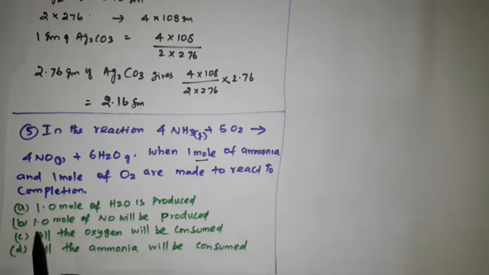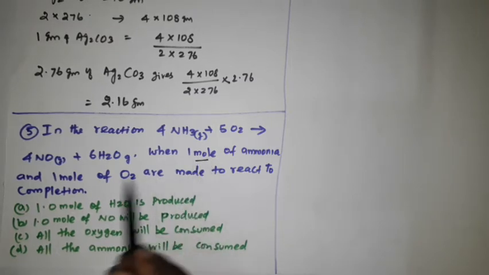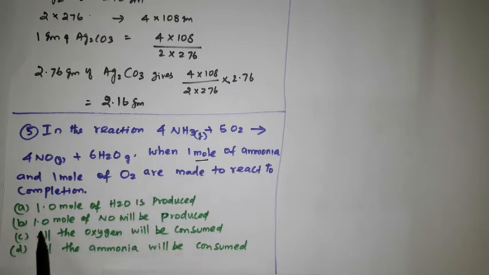Option A, 1.0 mole of H2O is produced after completion of this reaction of 1 mole of ammonia and 1 mole of oxygen. Option B, 1 mole of NO will be produced. Option C, all the oxygen will be consumed. Option D, all the ammonia will be consumed. Option C and option D indicate that we need to find out the limiting reagent. So we are going to find out the limiting reagent.